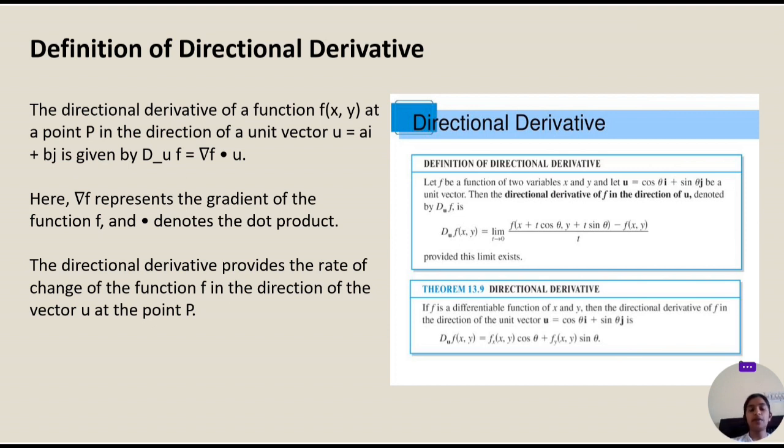The directional derivative of a function f of x comma y at a point P in the direction of unit vector u equal to ai plus bj is given by gradient f dot u, where gradient f represents the gradient of the function f and dot denotes the dot product. The directional derivative provides the rate of change of a function f in the direction of vector u at a point P. So here you can see the example. Directional derivative of f of x comma y is equal to fx of x comma y cos theta plus fy of x comma y sin theta. So this is the theorem.